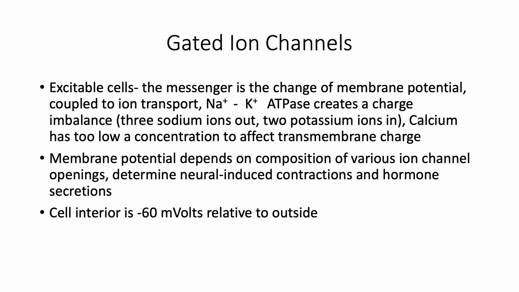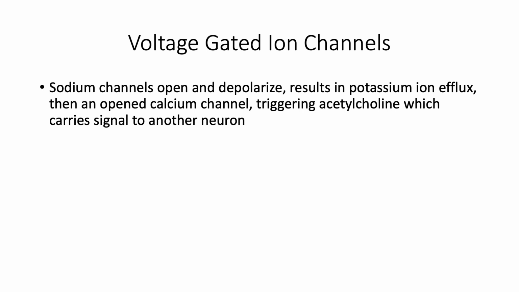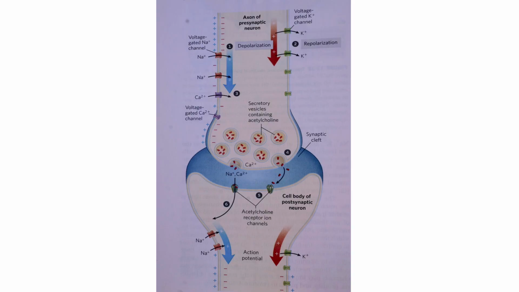So the membrane potential depends on composition of various ion channel openings, and these will determine the neural-induced contractions and hormone secretions. And when you look at the imbalance of the ion movement, you get a cell interior that's about -60 millivolts relative to the outside. So there are voltage gated ion channels with sodium channels open and depolarized. There's efflux of potassium ion. Then there's an open calcium channel which triggers acetylcholine release, and it carries a signal to another neuron.